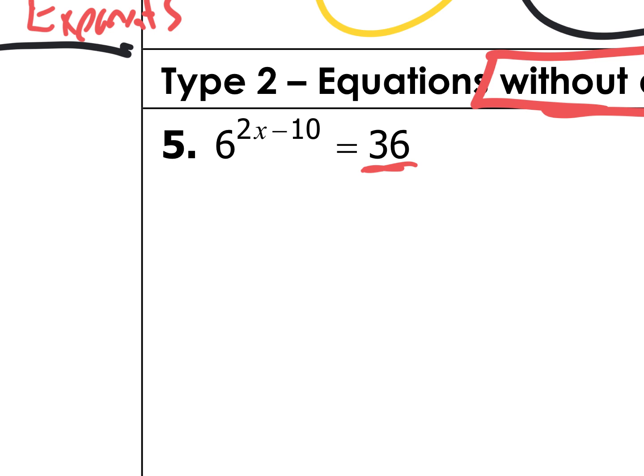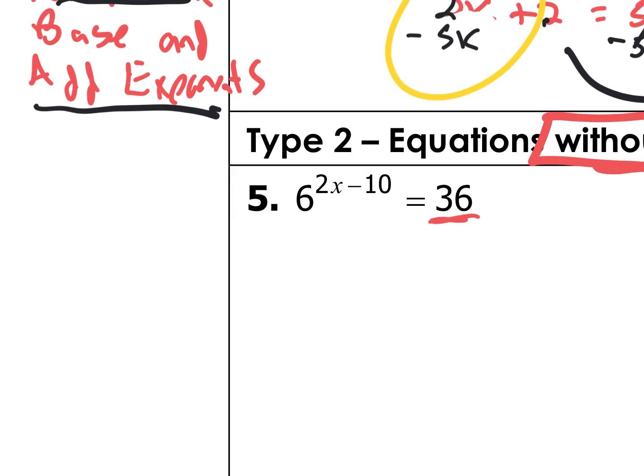6 to the 3rd? No, that'd be 6 times 6 times 6. 2. 6 to the second. You did it. You didn't even need me to tell you. So that means the rewrite would be this. You should do the rewrite. 6 to the 2x minus 10 is equal to 6 squared.